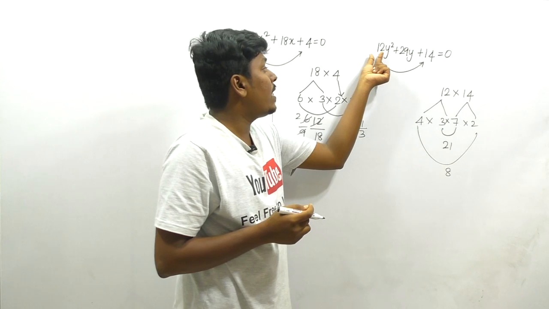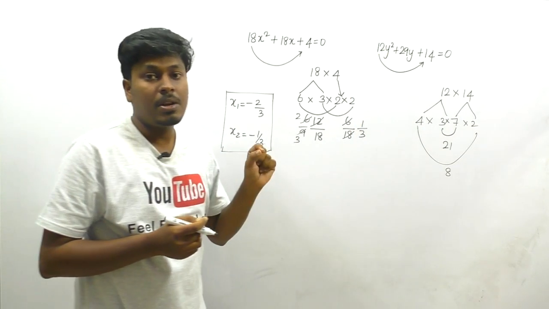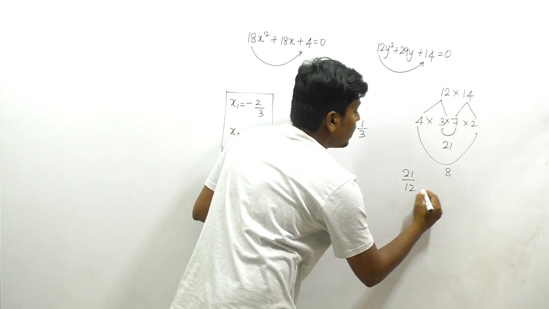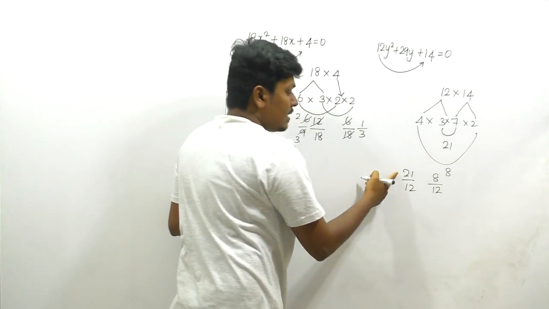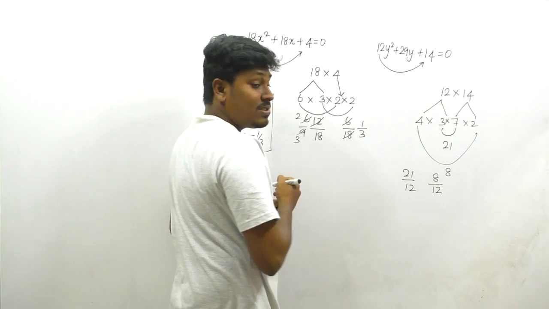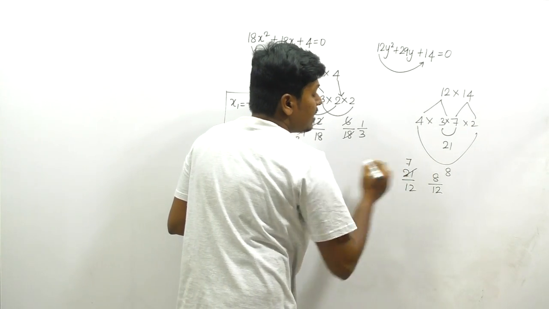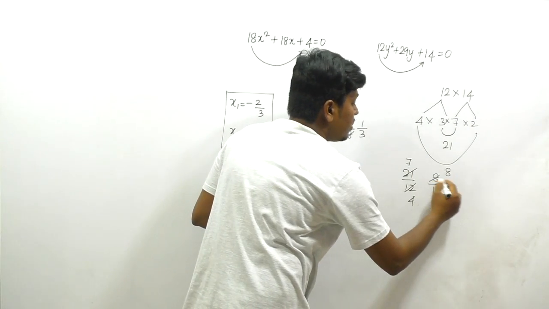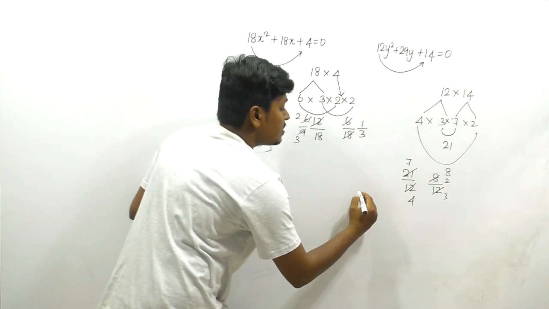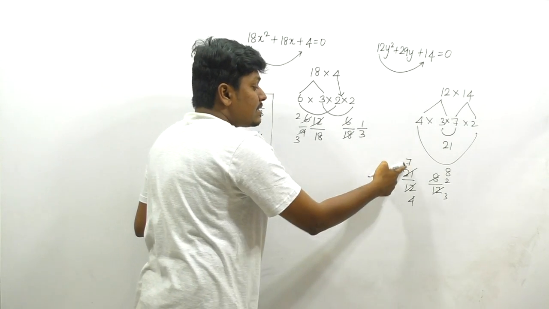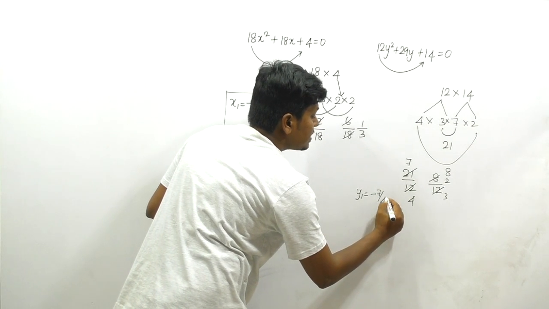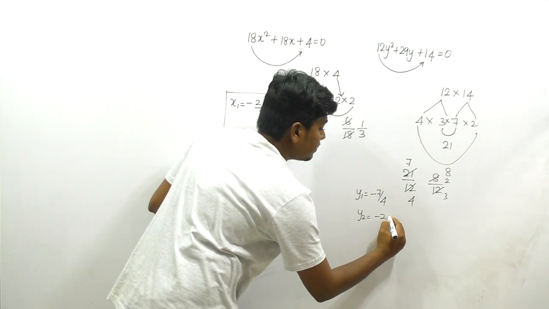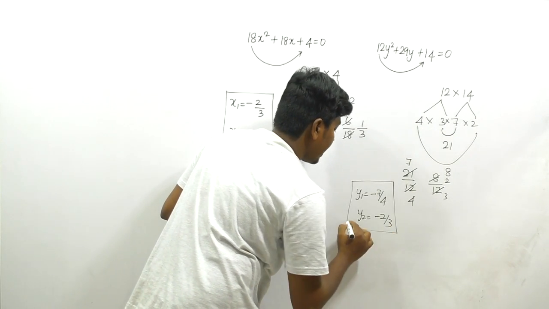Now before y square, we have a constant number, that is 12. So we need to divide by 12. So 21 divide by 12, 8 divide by 12. I think we can't cancel this. I think we can cancel this on 3 table, right? If I cancel this on 3 table, 7 3s are 21, 4 3s are 12. Similarly, let me cancel this on 4 table, 2 4s are 8, 3 4s are 12. Friends, y1, remember that here it is 7 by 4, but while writing it is minus 7 by 4. y2, here it is plus 2 by 3, but while writing minus 2 by 3. So finally we got the factors for y term.